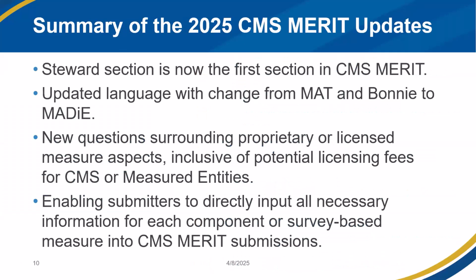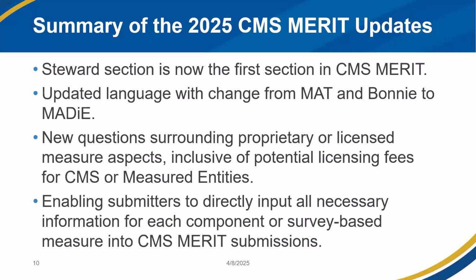So here are some of the most notable updates to CMS Merit for the 2025 cycle. The first notable update is the organizational structure of the questions. Both the Merit data template and the CMS Merit tool now follow a structured format with sections and subsections. An example is properties as a section, while measure information is a subsection, and we'll talk more about that later in the demo.